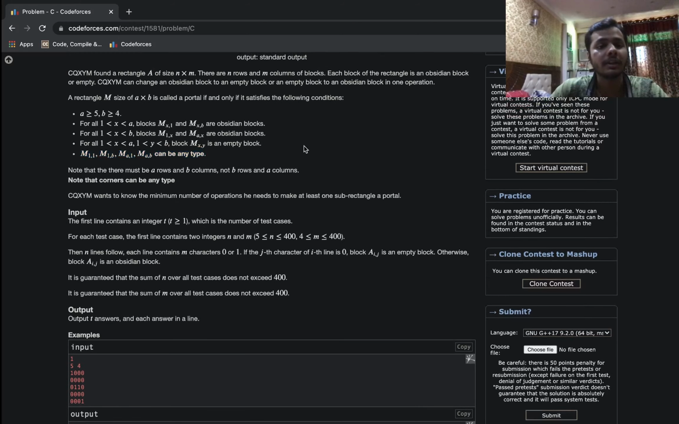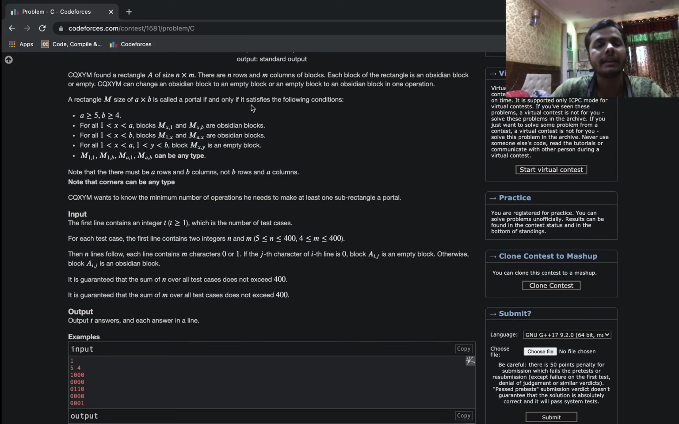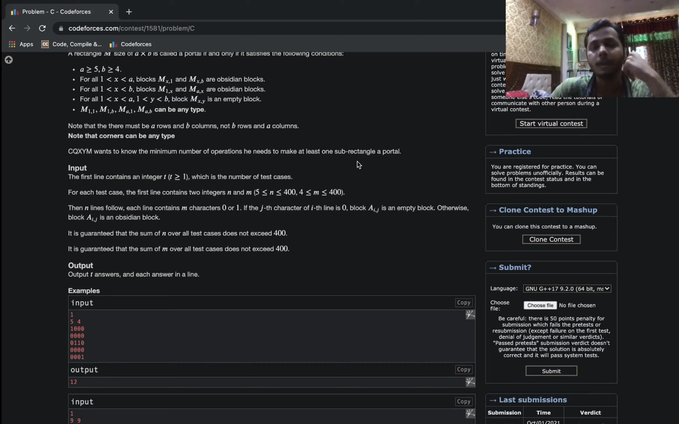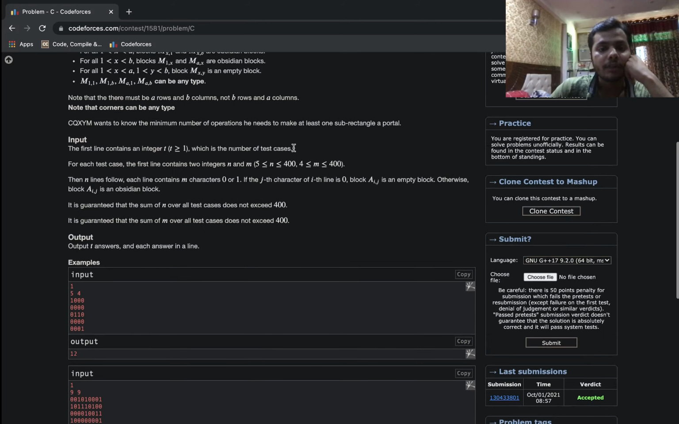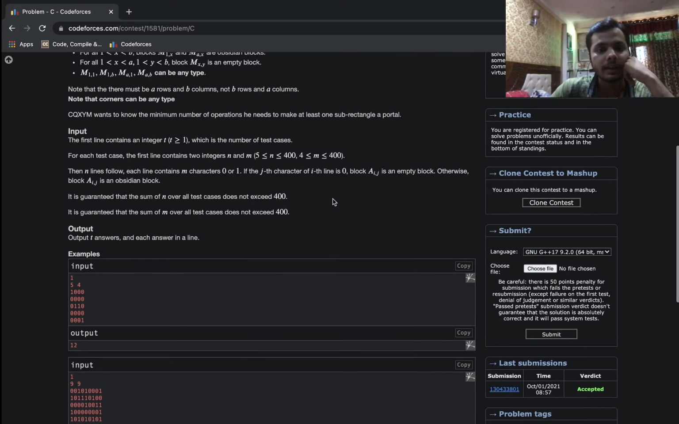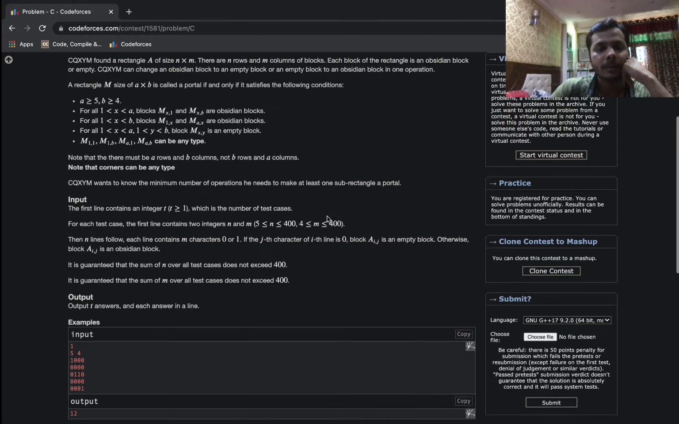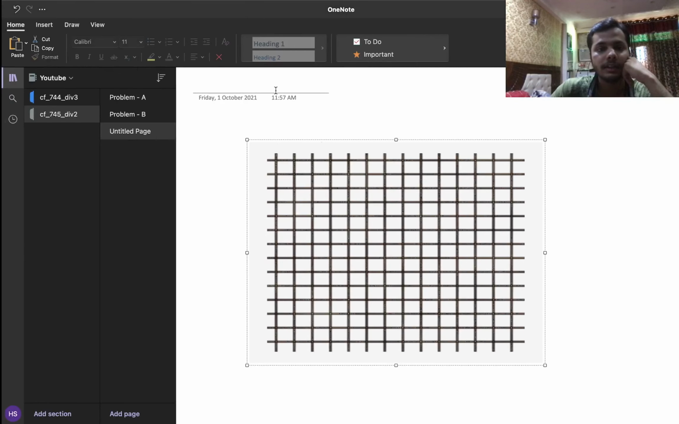So this is the condition, and I need to know the minimum number of operations required so that I get at least one subgrid like this. Okay, so that's the problem. The constraints are not very small, so I can't do a total brute force, but I'll start from a total brute force solution only, and we'll build up further optimizations as we go. Okay, so let's look at this problem now.